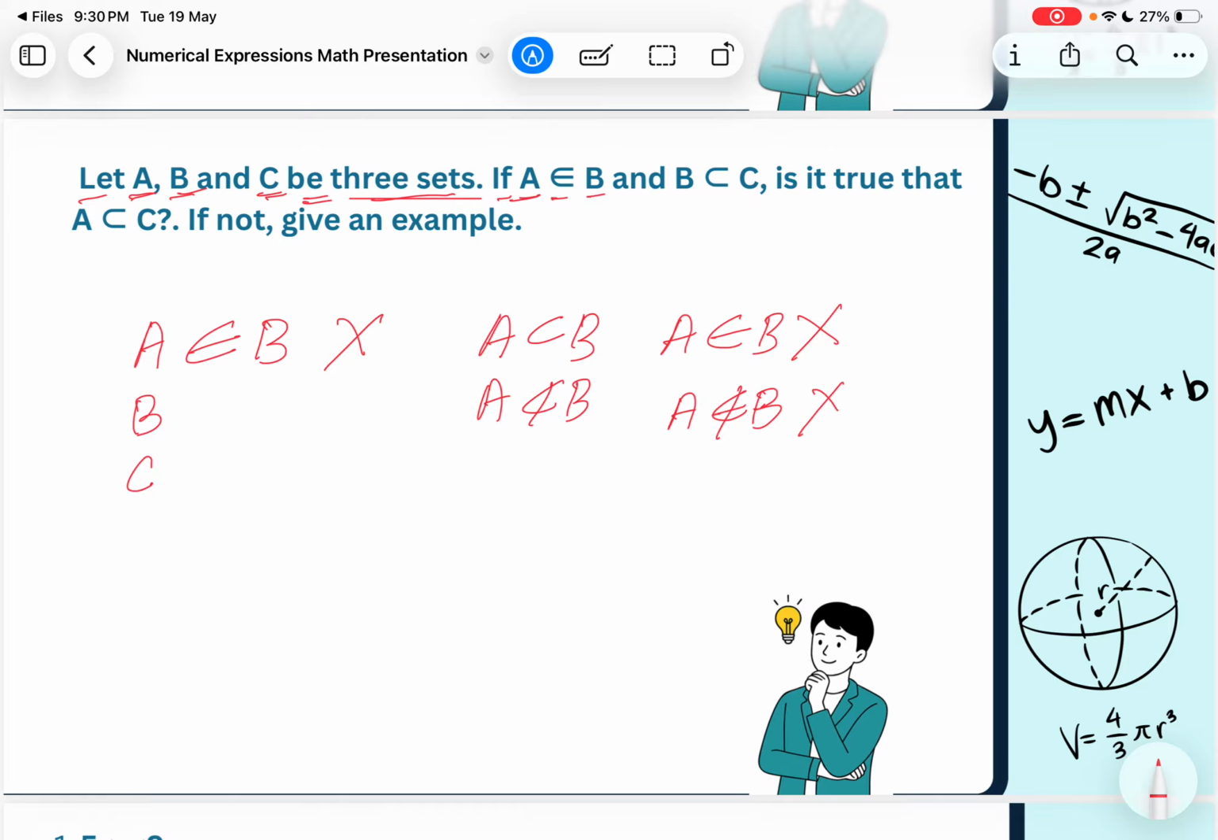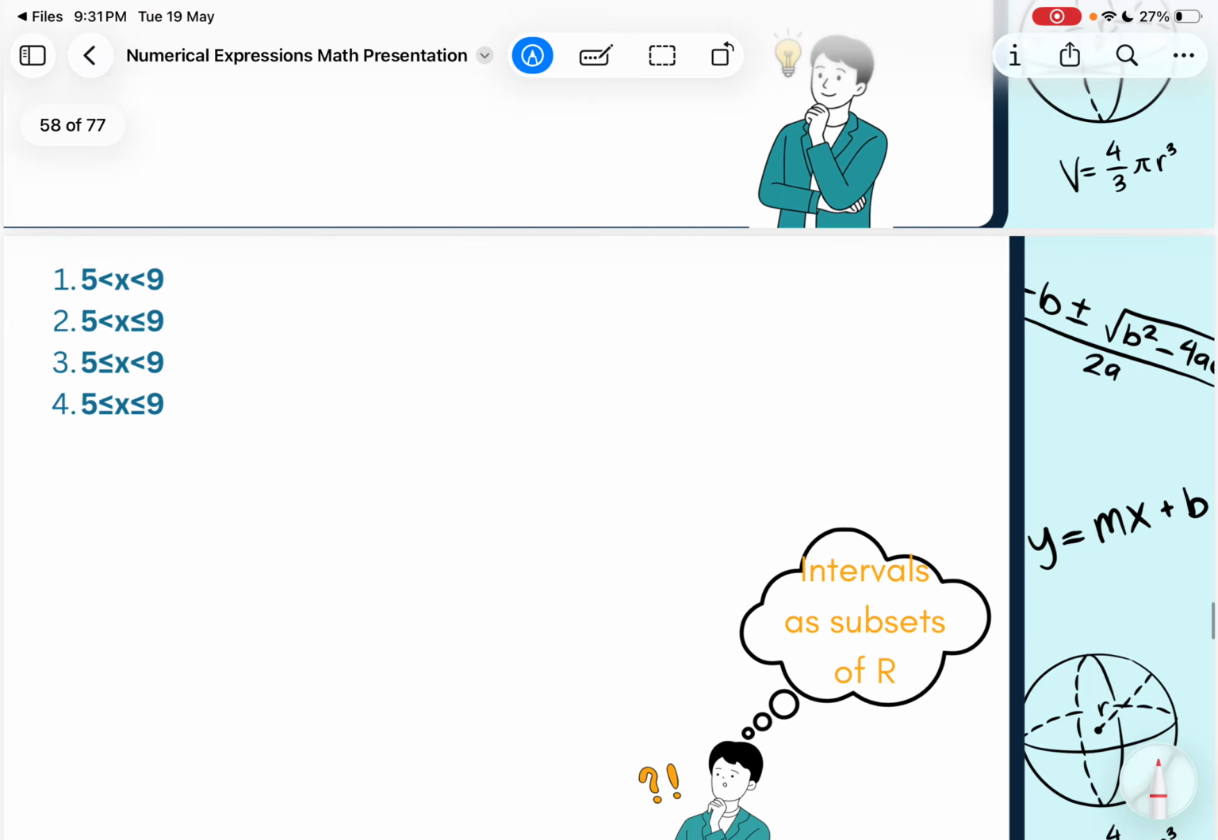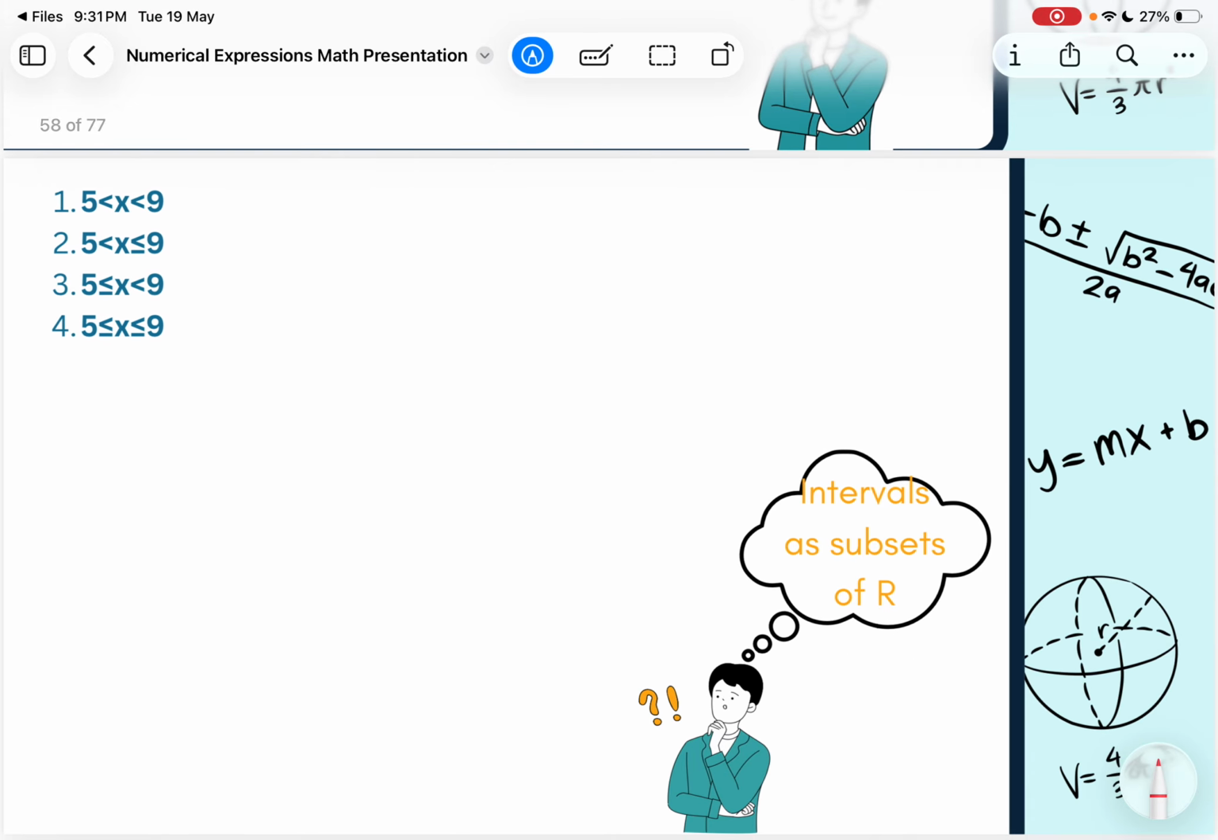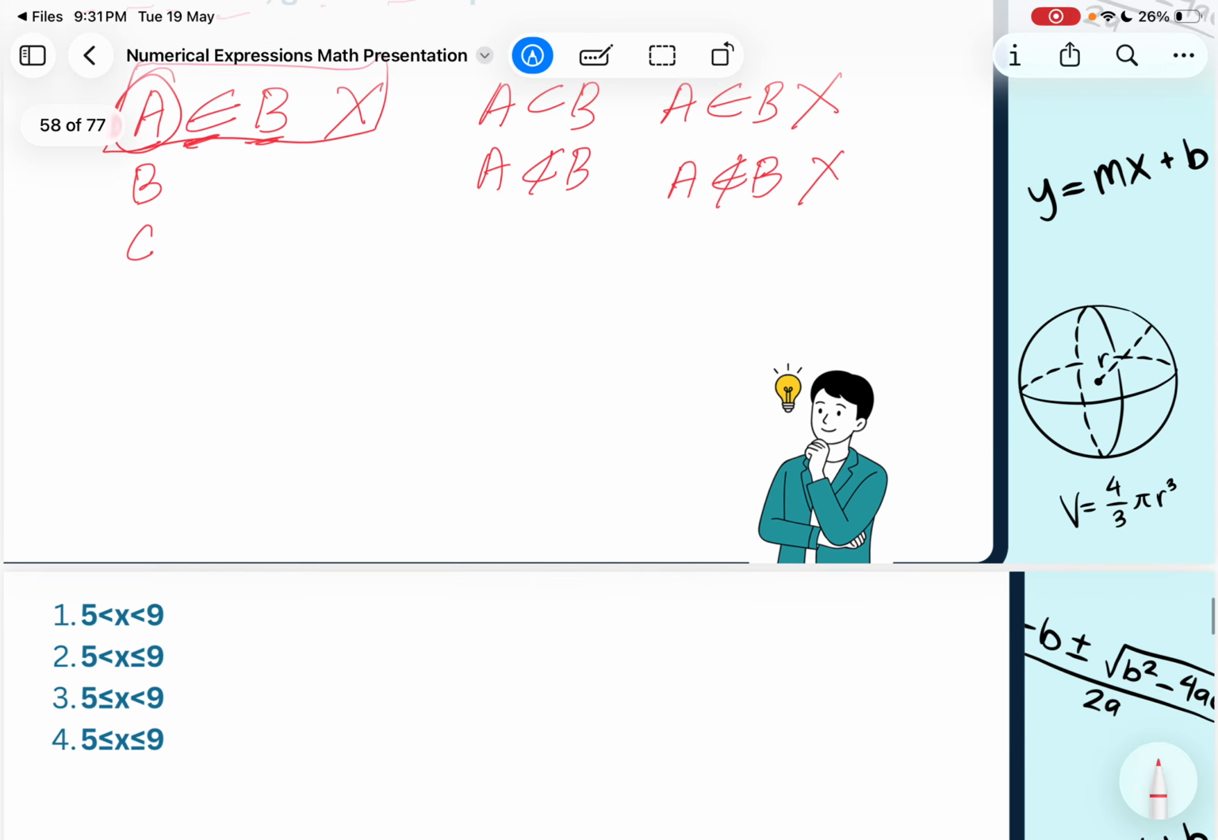Okay, so A belongs to B and B is a subset of C. Is it true that A belongs to C? If not, give an example. So this is an example. A cannot belong to B because A is a subset. Okay. Now here we have another example.